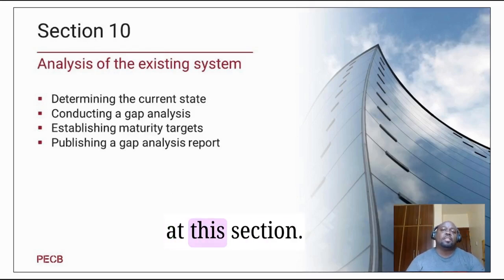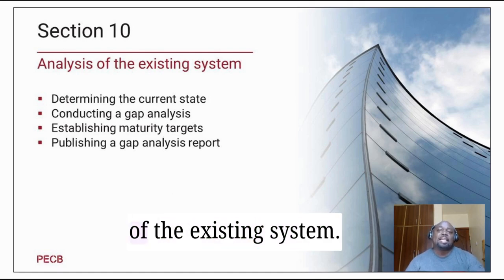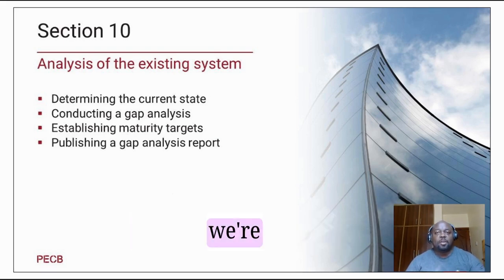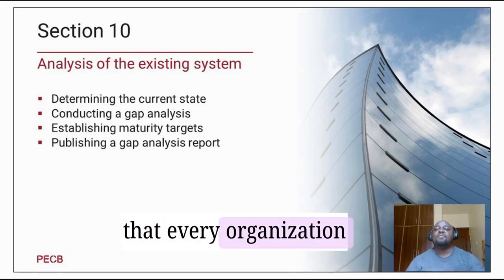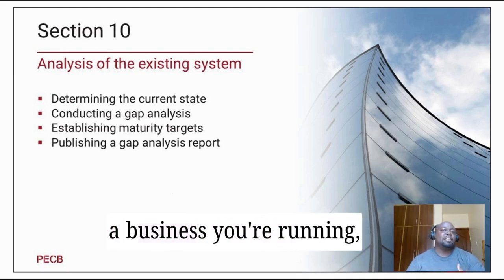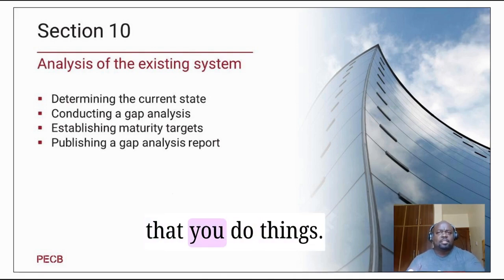So let us look at this section. In this section, we're going to be looking at analysis of the existing system. Now, when you're looking at analysis of an existing system, we're basically just saying this: every organization will have some form of system. There's a way we do things, right?